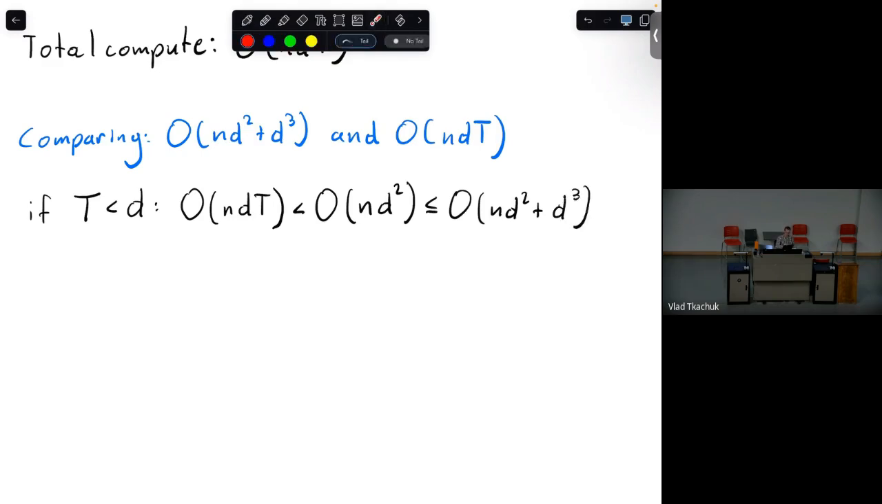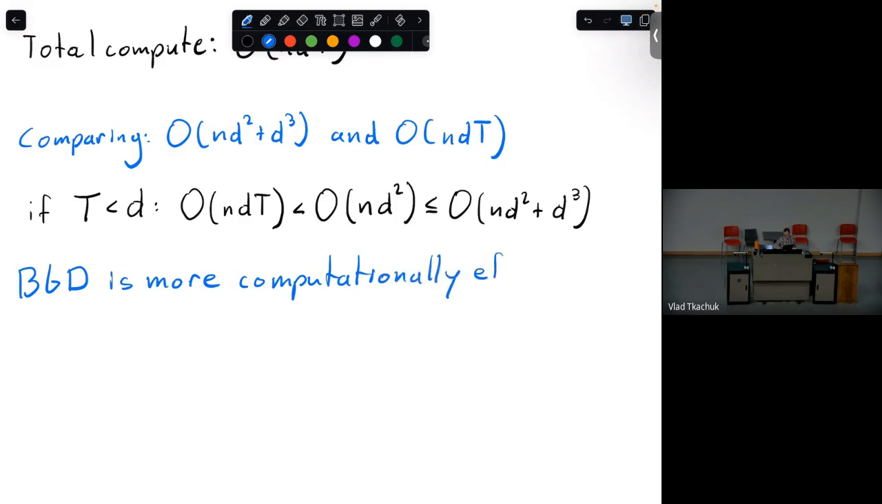Okay, so the conclusion essentially is that batch gradient descent is more computationally efficient if T is less than d. This is the main case to consider.